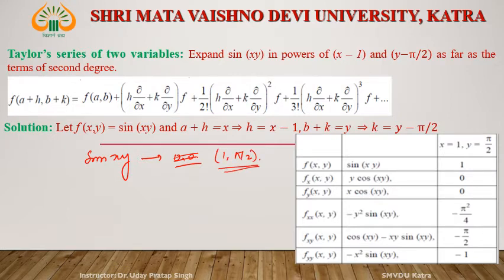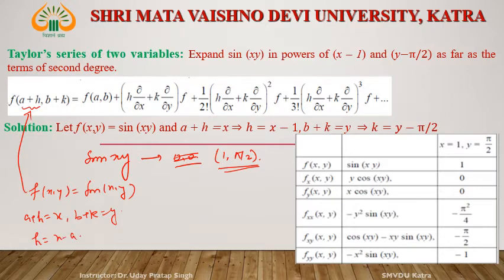Let us see in this way. What is a plus h? Let us assume that a plus h is x. What is f of x y? It is sin xy, a function of two variables. If we consider f of x y like this, then a plus h is x, and b plus k is y. A plus h is equal to x, then h is equal to x minus a, and with a equal to 1, that is x minus 1.